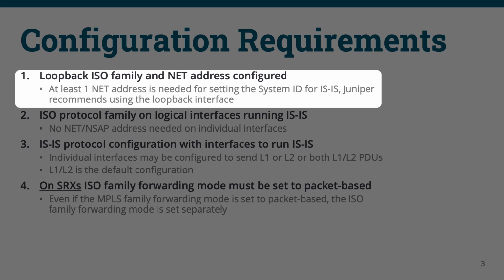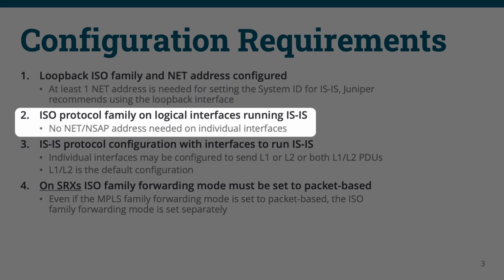This address will need to be accessible from all interfaces running ISIS, and therefore will be simpler both in address planning and configuration to set the address on the loopback interface rather than all of the participating interfaces. Once our loopback interface is configured, we'll need to enable the ISO protocol family on all logical interfaces which will be participating in ISIS. If the NET address is configured on the loopback interface, then there is no need to configure a NET address on the participating interfaces.